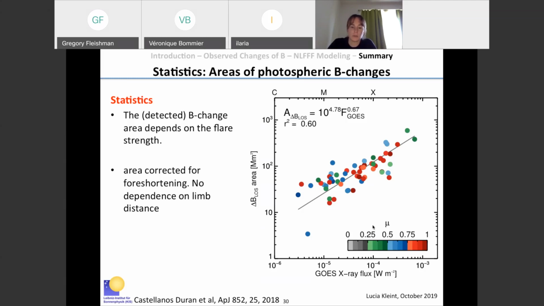One can also see that as one goes to C flares, the areas get relatively small, 10 megameters, which simply might not be resolvable in HMI. All these areas were corrected for foreshortening, and there is absolutely no dependence on limb distance.